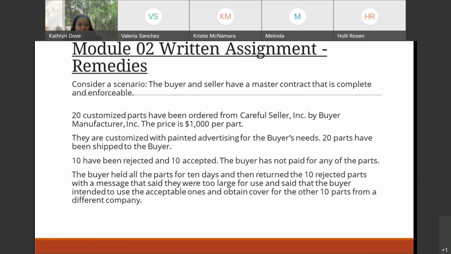So how much is the buyer required to pay, Holly? $20,000. You are right. You're good at math. So yes, ordinarily the buyer would be required to pay $20,000, assuming that 20 conforming and properly tendered items were shipped. But in this scenario, 10 have been rejected and 10 have been accepted. The buyer has not paid for any of the parts. What can the seller do at this point, Holly?